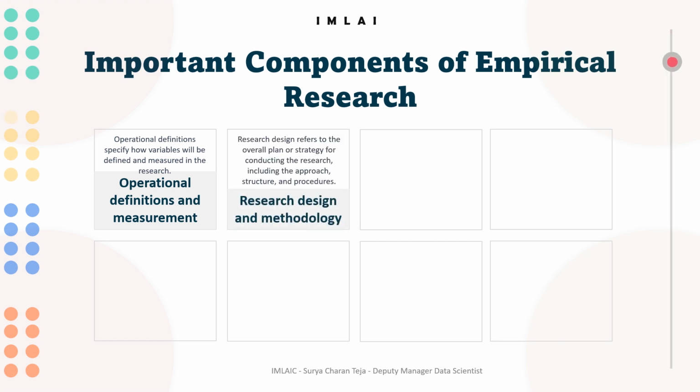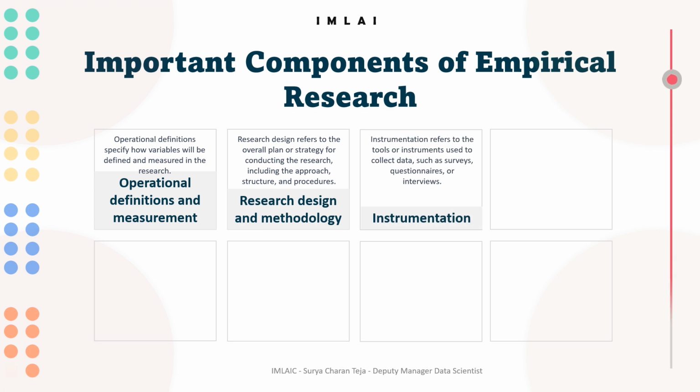Then we have research design and methodology. Research design refers to the overall plan or strategy for conducting the research, including the approach, structure, and procedures. Research methodology refers to the specific methods and techniques used for data collection, data analysis, and interpretation. So this is what is called research methodology.